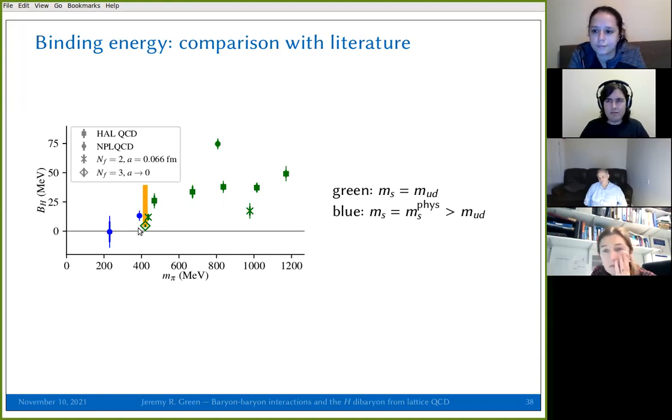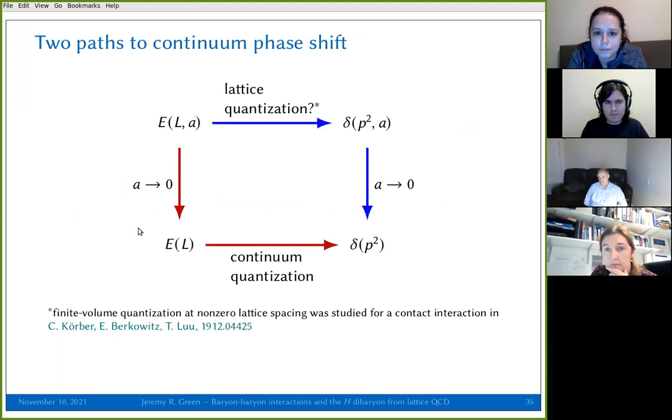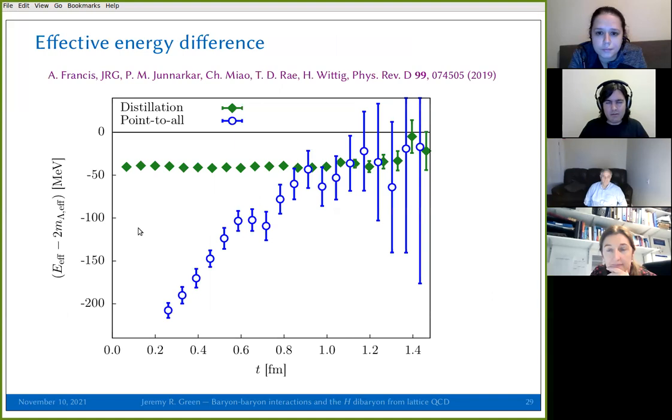Hi, Jeremy. Thanks for the nice talk. I have a question regarding your plot where you showed the impact of distillation on the mass difference. Can you go to this plot again, please? Just to get a feeling, if you don't look at the subtracted mass but just at a plain mass, how does the effective mass compare in those two cases between distillation and point sources, from the signal to noise ratio point of view?